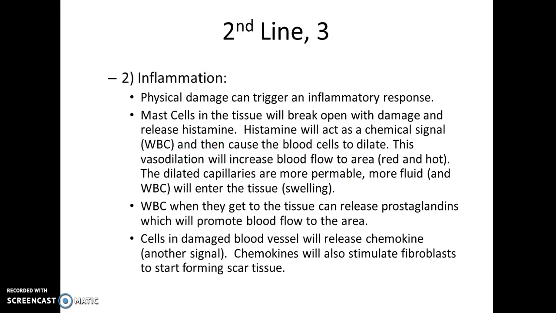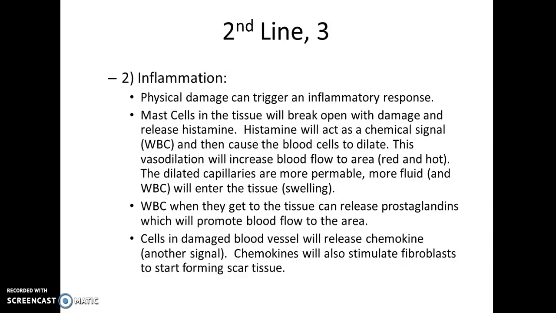Those are macrophages. So the second line of our nonspecific internal defense is inflammation. Physical damage can trigger an inflammatory response. We have cells called mast cells in the tissue that will break open when damaged, and when they break open, they release something known as histamine. Histamine acts as a chemical signal to white blood cells. Histamine also causes the blood vessels to dilate. This vasodilation will increase the blood flow to the area, and it becomes red and hot because blood is hot. The dilated capillaries are more permeable and more fluid will enter the tissue.